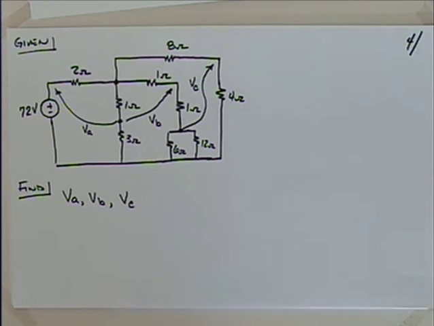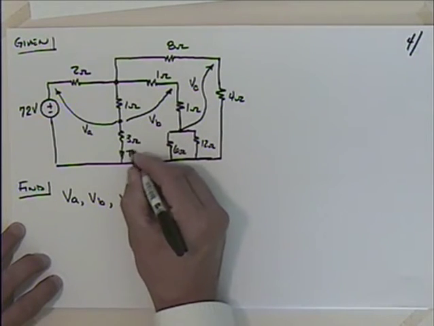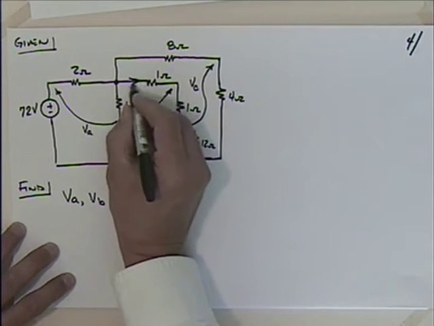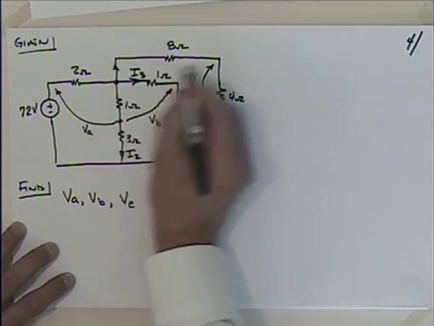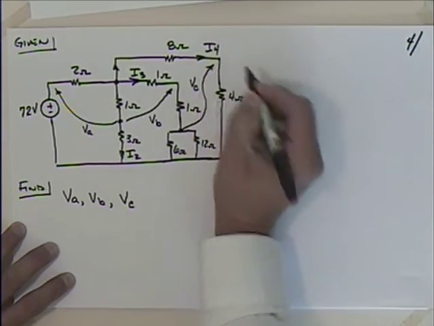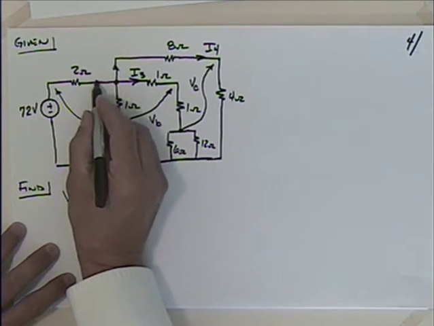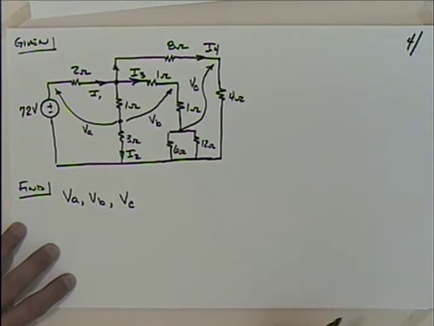I'm going to attack this very similar to the last problem. I'd like to figure out what the current through here is. Maybe I will call this I2. I'd like to find the current through here. Maybe I will call this I3. And the current through here that comes up there and goes like that, I could call that I4. So where's I1? Well, let's say that I1 is the total current here. There's I1.